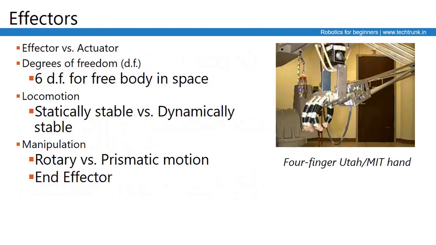Talking about effector versus actuator. The effector is the endpoint of the robot, whereas the actuator is the motor or other moving part of the robot. End effectors are generally used to pick and place and do some end task, whereas actuators are used to move end effectors to the exact location. So they can have some degrees of freedom in free space according to how much bend they can take. Actuators help the robot to do locomotion, statically stable or dynamically stable, and to manipulate rotary versus prismatic motion, and effectors as well do some manipulation part.